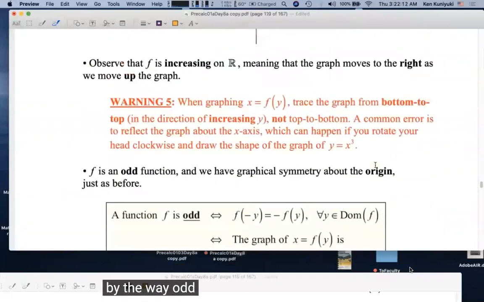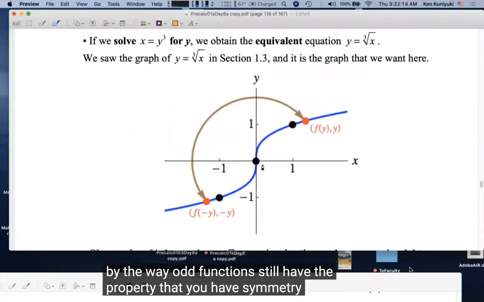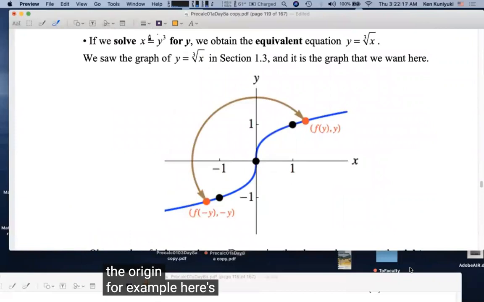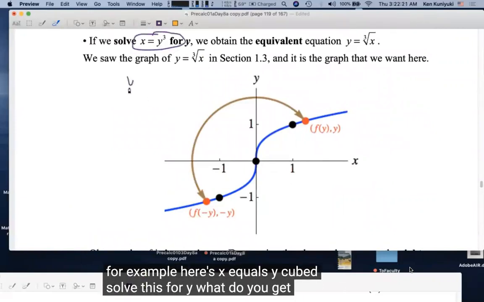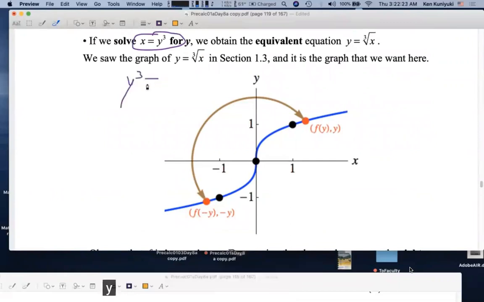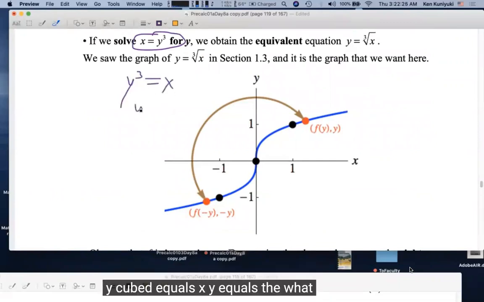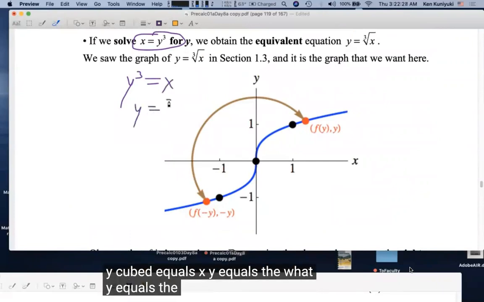By the way, odd functions still have the property that you have symmetry about the origin. For example, here's x equals y cubed. Solve this for y. What do you get? Y cubed equals x. Y equals the what? Y equals the cube root of x.